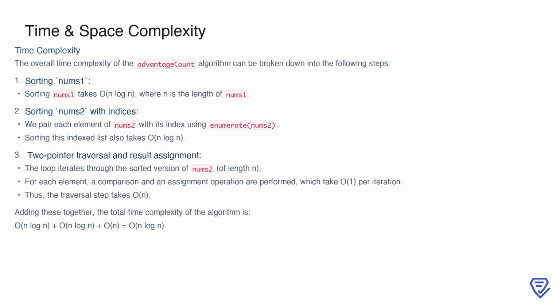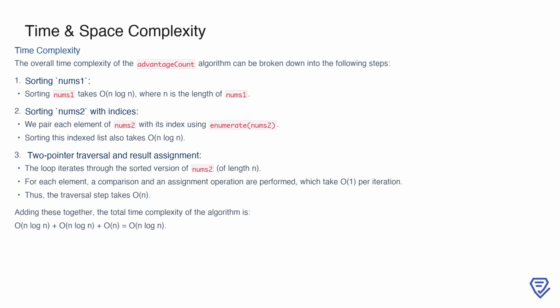The time complexity of the advantage count algorithm can be explained in 3 main steps. First, we sort the nums1 array, which takes O(n log n), since sorting is performed on an array of size n. Next, we create a list of pairs from nums2 by combining its elements with their indices using the enumerate function. Sorting this indexed version of nums2 also takes O(n log n).